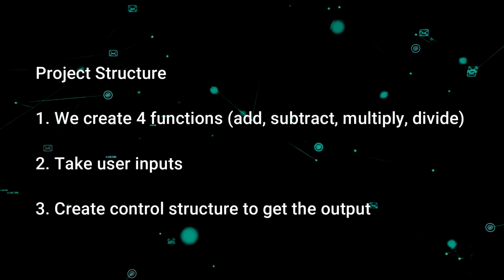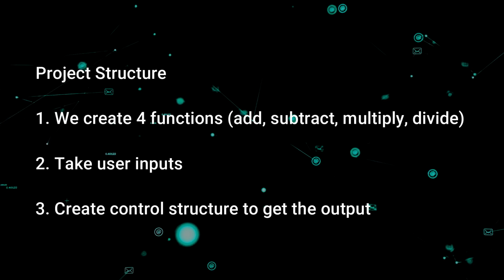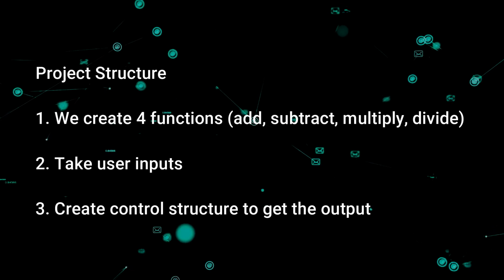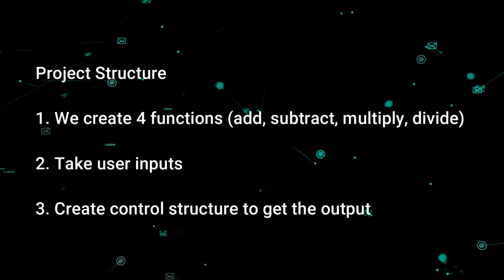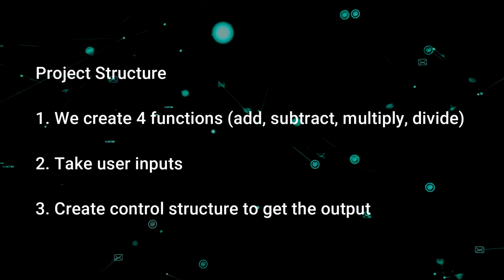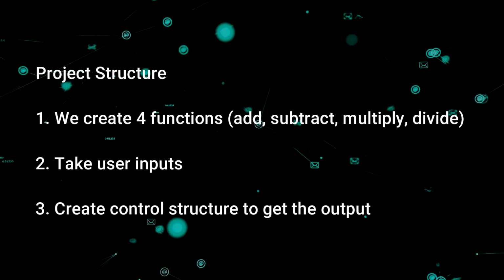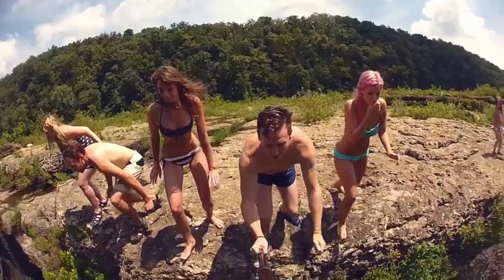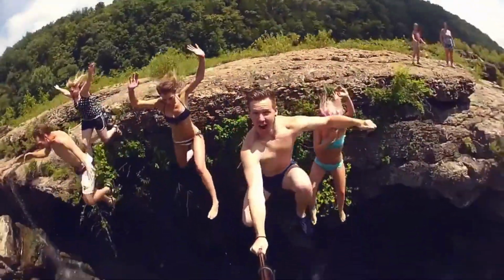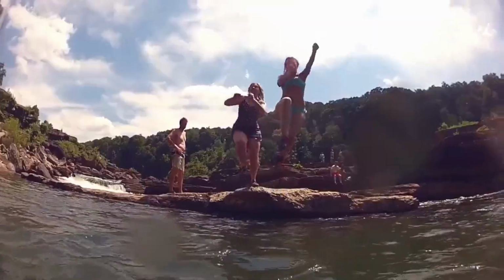So first of all, we define 4 basic functions, which are add, subtract, multiply, and divide. Then we will take user input to select the operations and numbers. Finally, we will use an if-elif block to control the flow. So now let's jump into our VS Code and do some coding.